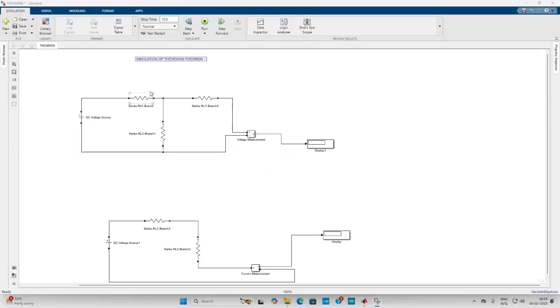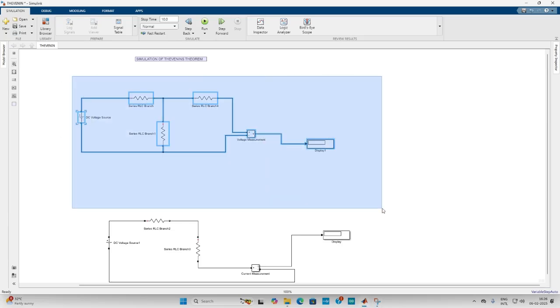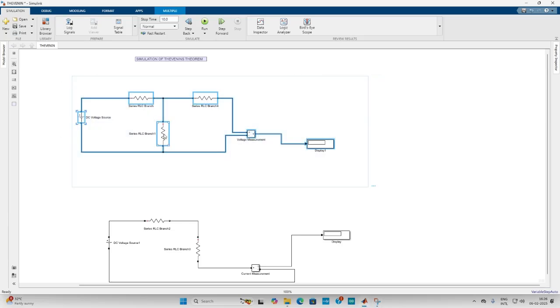Let us see the simulation of Thevenin's theorem. Already we did the experiment of Thevenin's theorem by using experimental verification. Let us see the simulation of Thevenin's theorem. So this is the circuit to determine the VTH. That's the Thevenin's voltage circuit. So for the DC voltage source, it's a resistance value, and also this is another resistance.